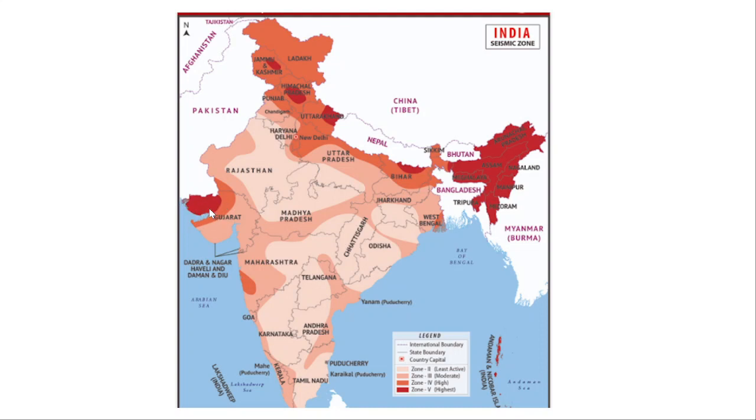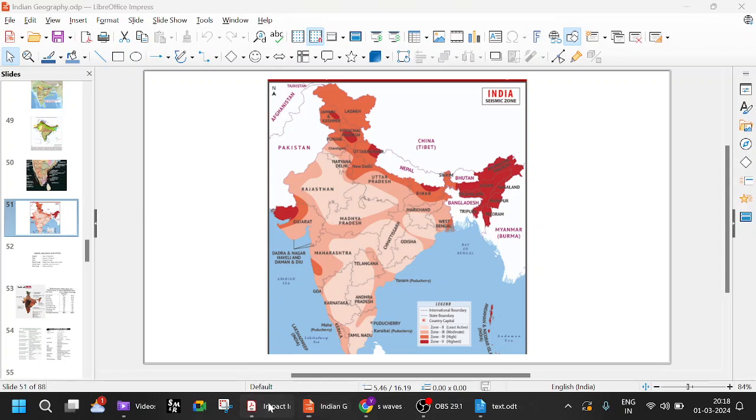But if you observe in Gujarat, the Bhuj earthquake, all these earthquakes, and parts of the Himalayas, in Himachal Pradesh, and the northeastern region, they are highly prone to earthquakes. So there are four zones: Zone 2, 3, 4, and 5. Zone 2 is the least active, then moderate, high, and highest. Least active are most of peninsular India and parts of Rajasthan and Madhya Pradesh. Parts of the Himalayas, the northeastern states, and part of Gujarat are highly seismically active.